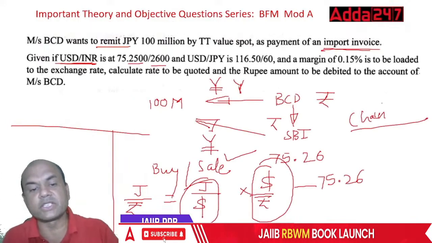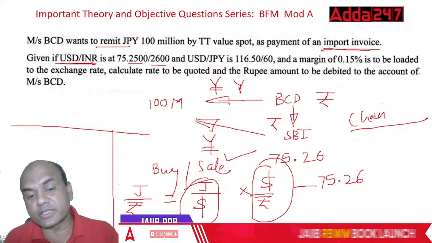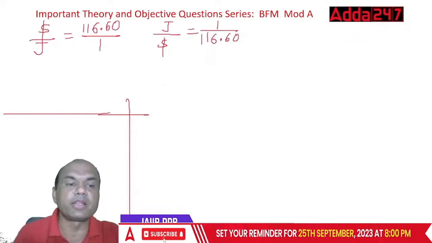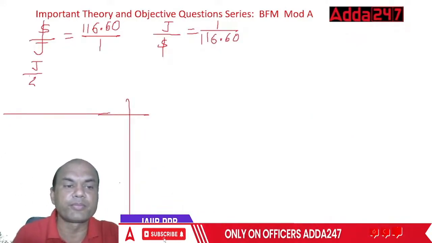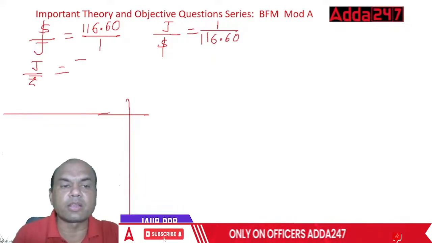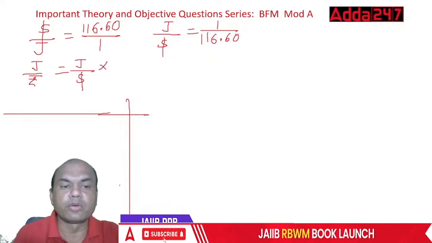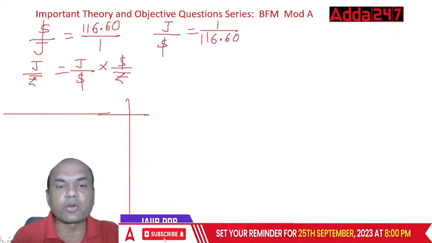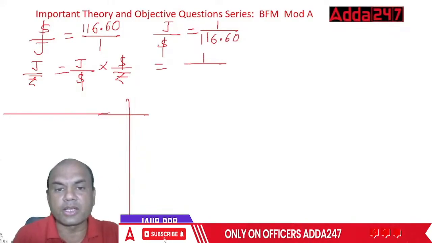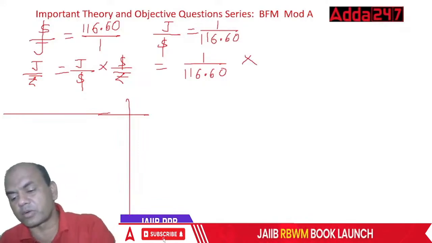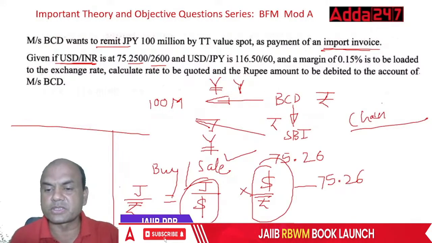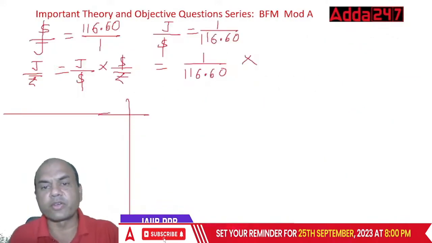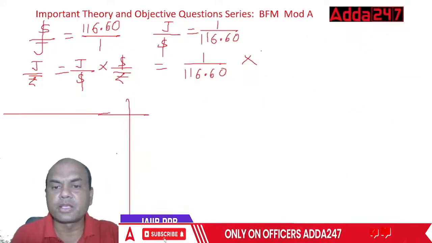Now what do I want? I want JPY to INR. I've got both the rates now. So JPY to INR rate will be JPY to dollar into dollar to rupees. JPY to dollar rate is 1 upon 116.60, into this dollar to rupee rate. Just now we got it, 75.26.